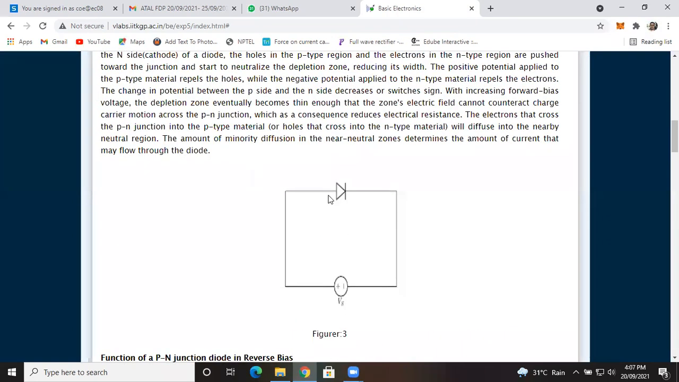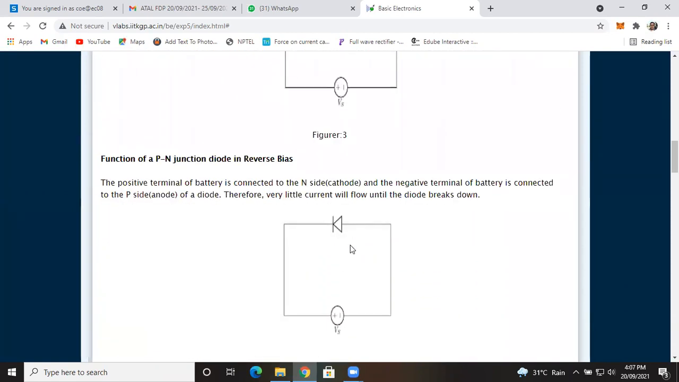And now I say that when the diode is connected in a forward bias, it means that when the p region of a diode, the positive terminal of a diode, is connected to the positive terminal of an external DC battery, and the n region of a diode is connected to the negative terminal of the battery, we say that the diode is connected in a forward bias.